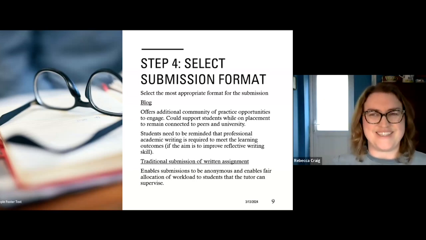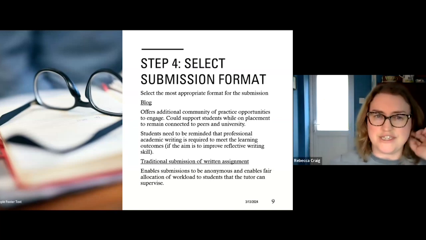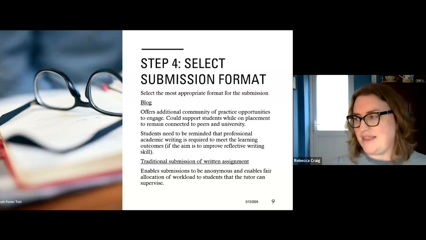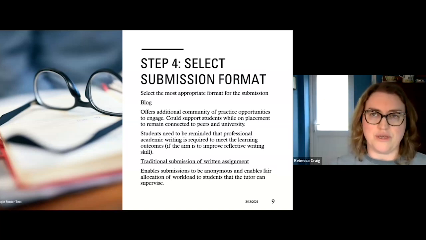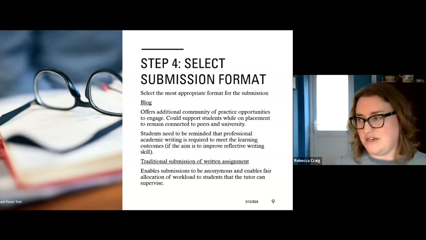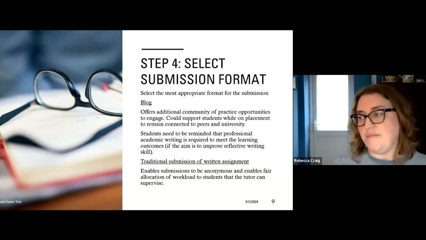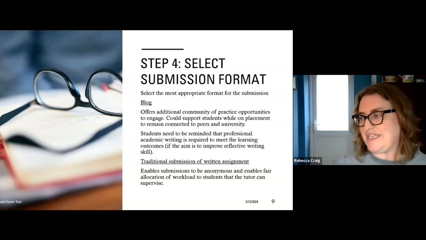And also setting some ground rules around the language that they use, not being conversational, avoiding overuse of emojis, that kind of thing. The other thing that was fed back as well was that students needed to be given time during their placement hours to engage in this activity. So again, there needs to be careful consideration if you are asking students to engage in a blog around what your expectations are and how they have the time to do that whilst they're out on clinical placement. But overall, it was seen to be a good way of keeping students connected.